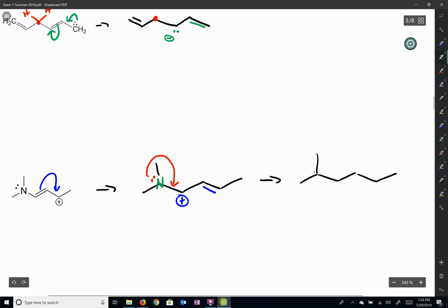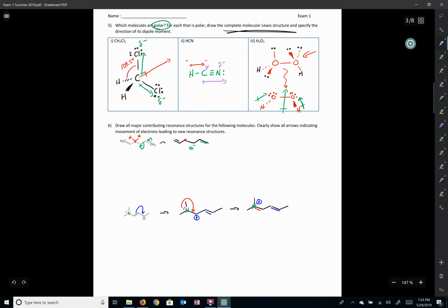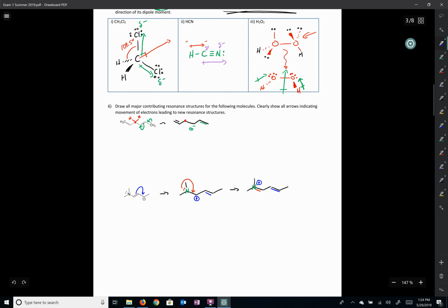So here's our nitrogen. Now we made our bond in red. Bond in blue is still over there. And our consequence is that we now have a positive charge on our nitrogen. So here we've got two resonance structures. Great. All right, there's the second page.